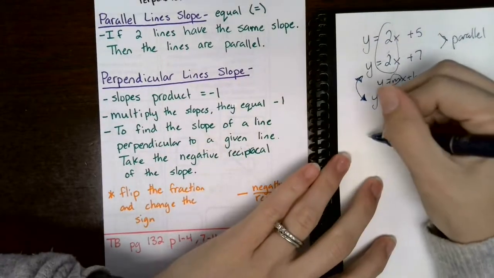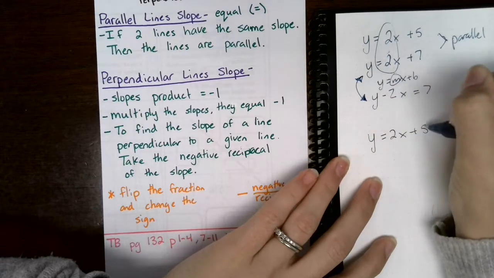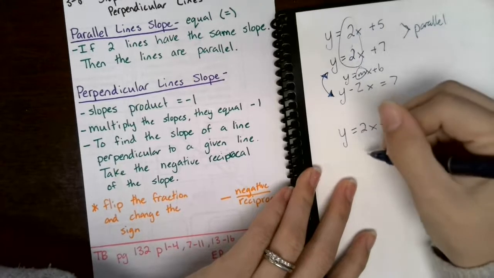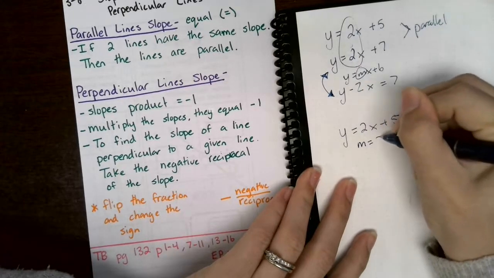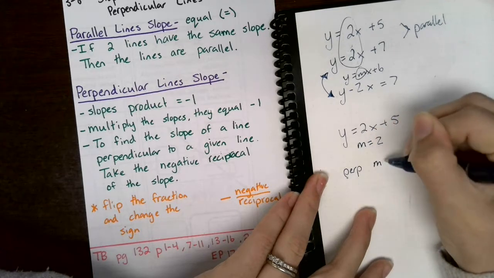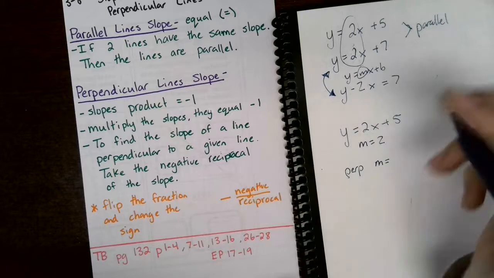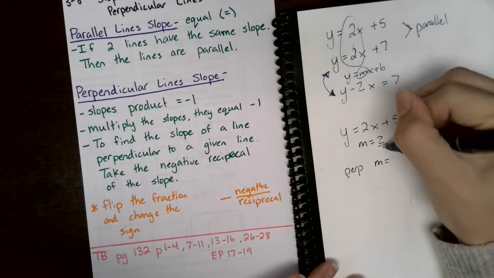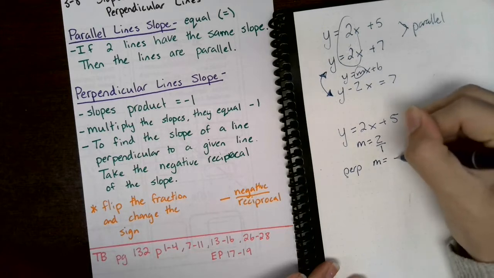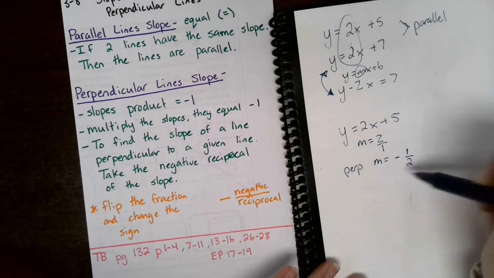So for example, I'm going to use the same one, y equals 2x plus 5. If I wanted the line that was perpendicular to this, my current slope is 2, so my perpendicular slope would be, I flip the fraction and change the sign. So 2 is always technically over 1, any number is always over 1. So I could flip that fraction and do -1/2 and change the sign. So that would be my new slope.